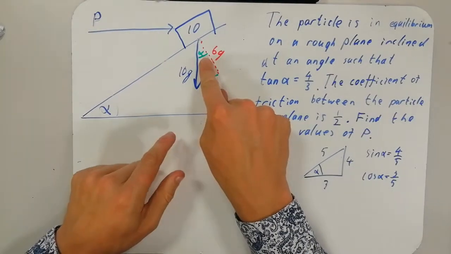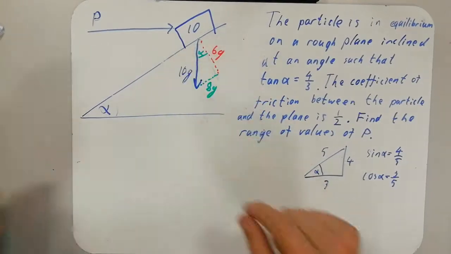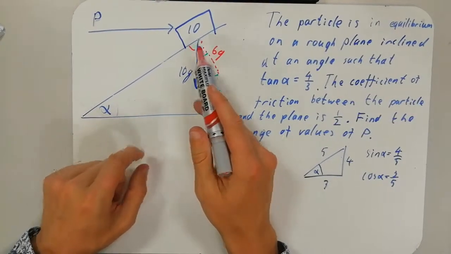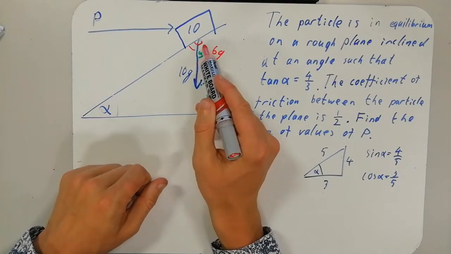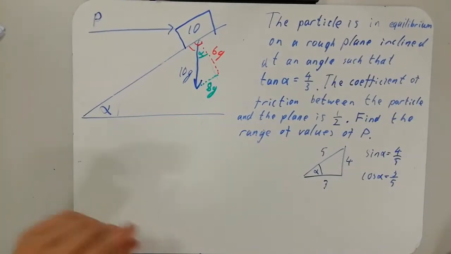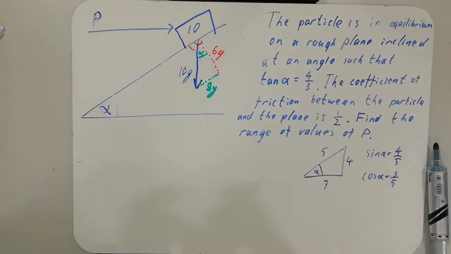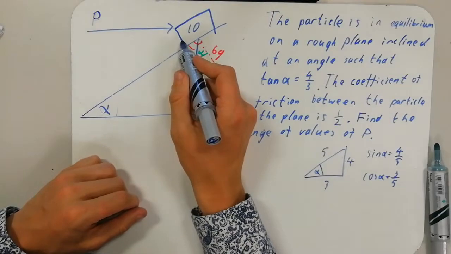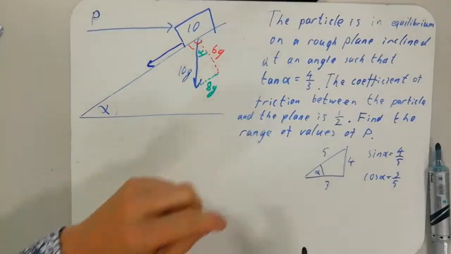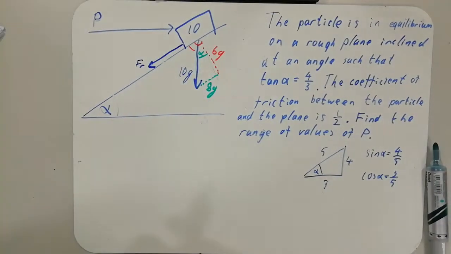If you're wondering how I knew that angle there was alpha, we have a right angle there, and this angle here we know must be 90 minus alpha. As that's 90, that must also be alpha. Okay, so we've resolved that one. Now we need to think, which way is friction acting? It says we need to find the range of values of P, so let's try and find the biggest value possible of P. If P is as large as possible, friction must be stopping it sliding up the plane. So friction will be there.